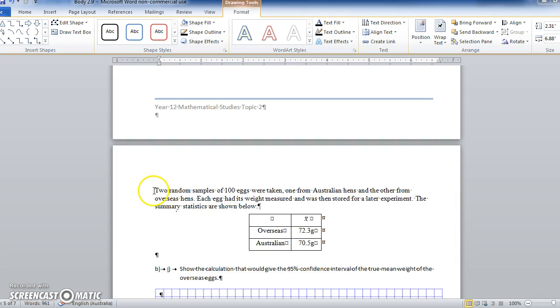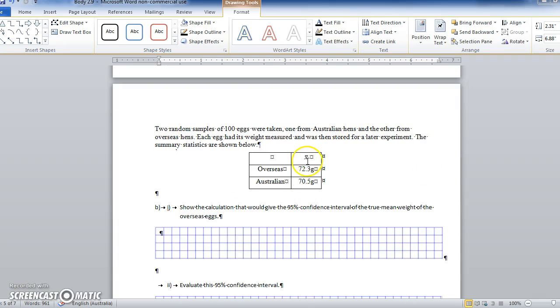Okay, so now we're moving on. Two random samples of 100 eggs were taken, one from Australia, one from overseas. Their weights were measured and then stored, and the summary statistics are shown below. So we're given the mean of our sample of 100 eggs. We've got to show the calculation that would give the 95% confidence interval of the true mean weight of the overseas eggs.